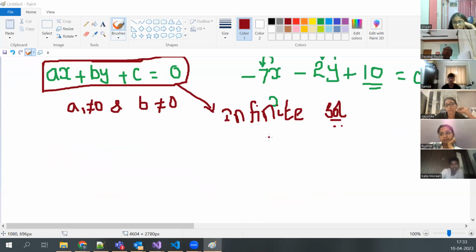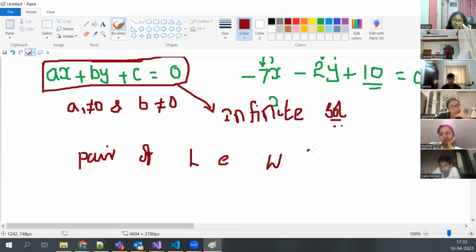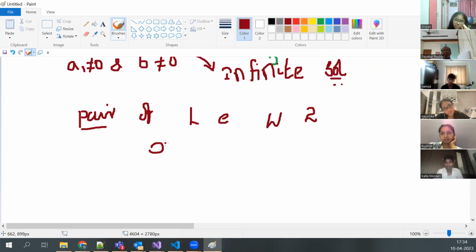So that's about linear equation with two variables. Now we are going to talk about pair. So, pair of linear equations with two variables. Pair means you should have linear equations with two variables. How many linear equations with two variables should you have? Two.